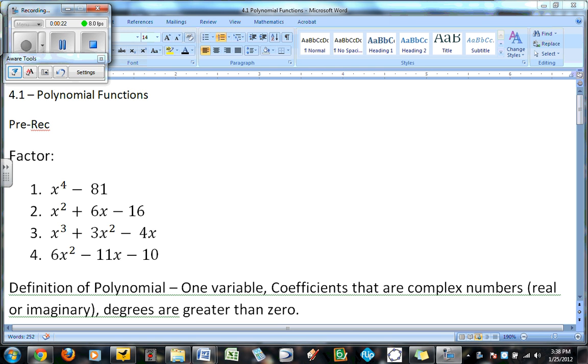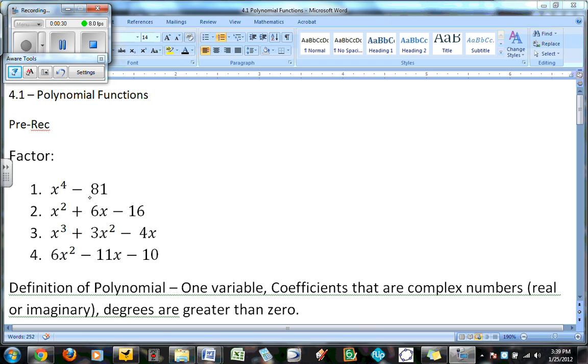The first one here says factor x to the fourth minus 81. If you remember what a difference of perfect squares is, remember we're doing what's called factoring. Some of you know it as reverse FOILing. We need to get this expression to look like it did before we FOILed it out. This is called the difference of perfect squares, and it's a perfect square. The square root of x to the fourth is x squared.